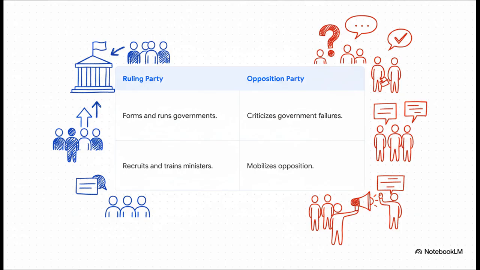Okay, so once the election is over, parties land in one of 2 major roles. The winner gets to form the government and start putting their plans into action. But the party that loses has a super important job too. They become the opposition. Their whole purpose is to question the government and make sure it stays on its toes.